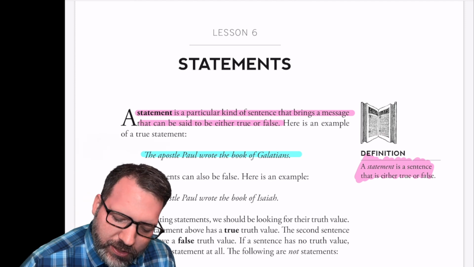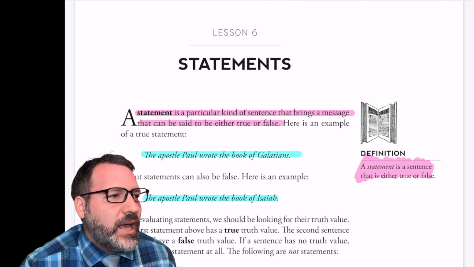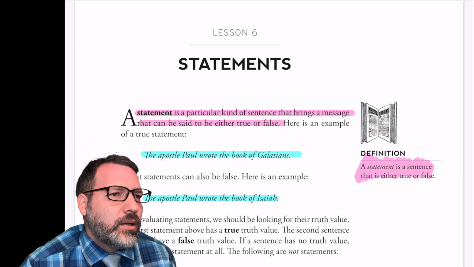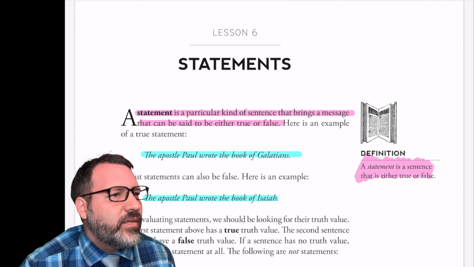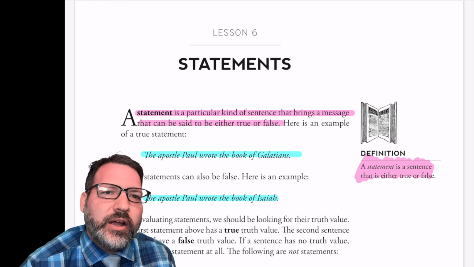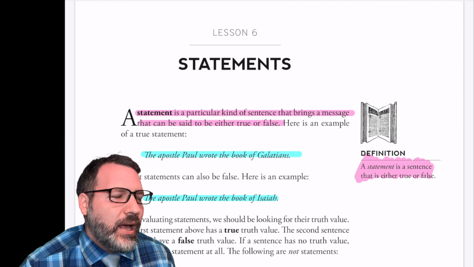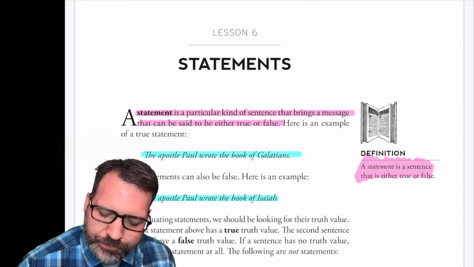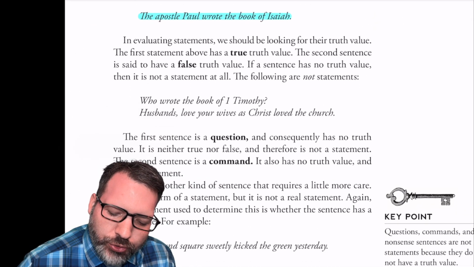But of course, you can easily imagine a statement that's false. The Apostle Paul wrote the book of Isaiah. Does that sound right to you guys? Nope. Why not? Pretty sure Isaiah did it. Yeah, probably it was Isaiah, right? So again, notice the terms here. One of them is the same, one of them is different. Paul is still our subject, but now the predicate is wrote the book of Isaiah, and no, in this case, that's false. When we evaluate statements, we should be looking for their truth value.